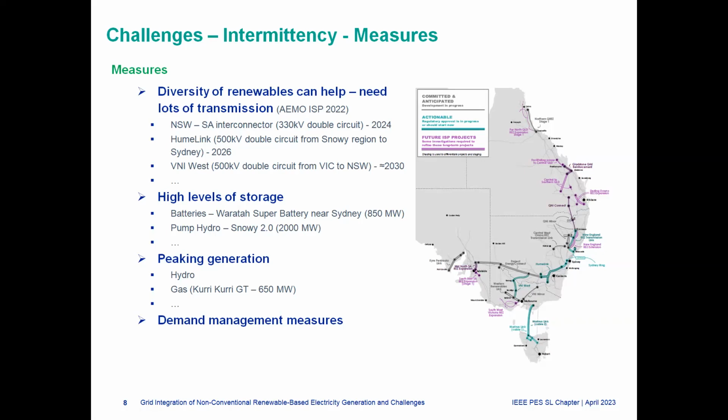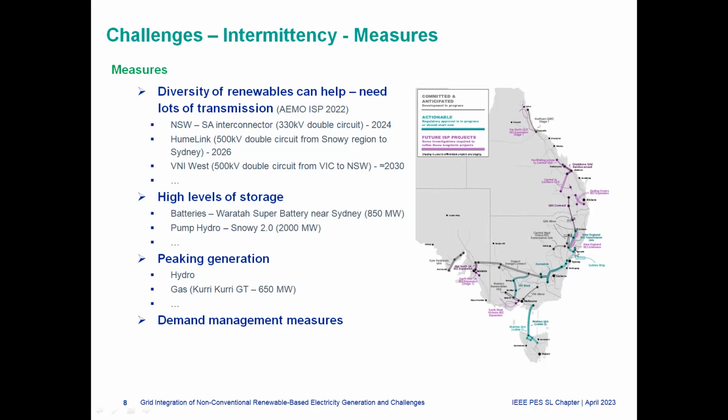Then also, it may not be enough. You have to have lots of storage, because if you don't have coal generation because they are retiring, you might not have gas generation at the time. So generally, you would have to rely on lots of batteries. Say, for example, there is a battery that's planned, an 850 megawatt battery near Sydney.